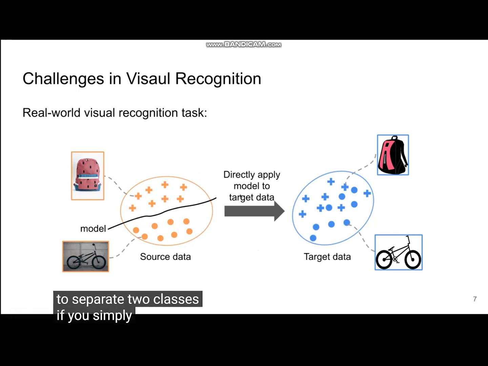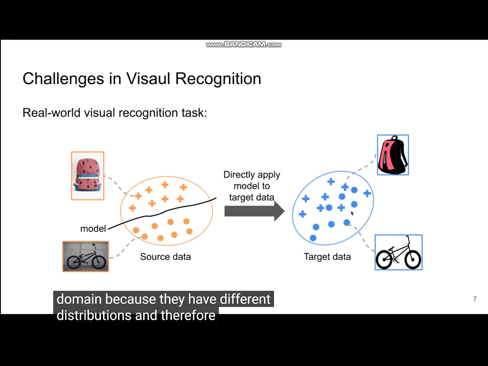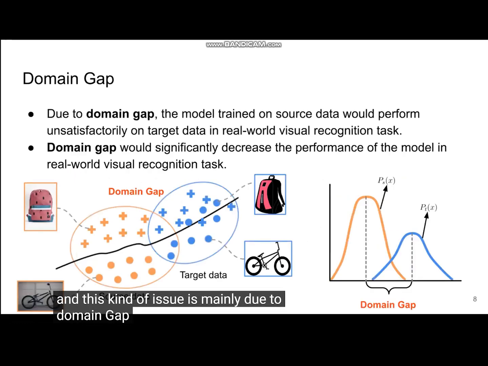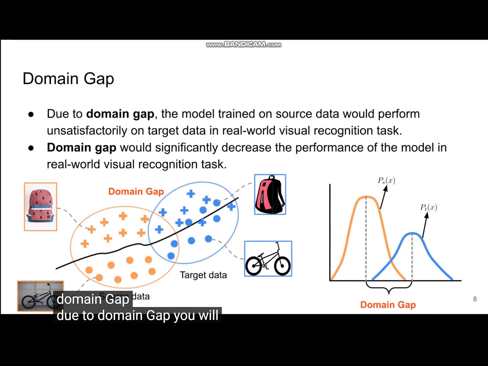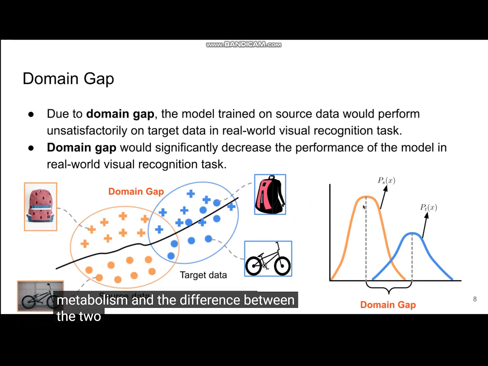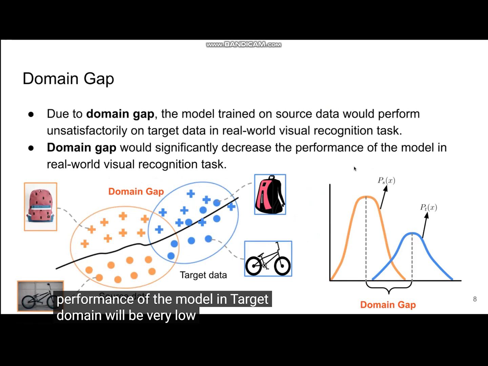If you simply and directly apply this model to your target dataset, you can imagine, right? It's very hard to separate the two classes in target domain because they have different distributions. Therefore, if you look at the accuracy in target domain, it will be very low. This kind of issue is mainly due to domain gap. Due to domain gap, you will see a difference between the source domain and target domain, the difference between the two distributions. Therefore, the performance of the model in target domain will be very low.